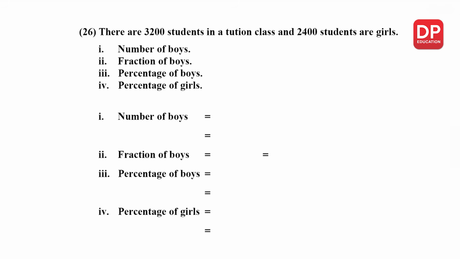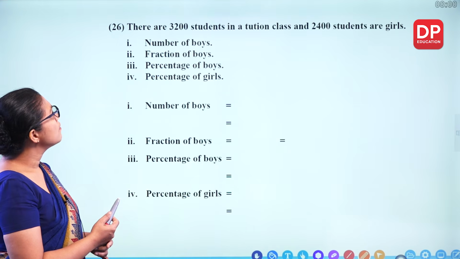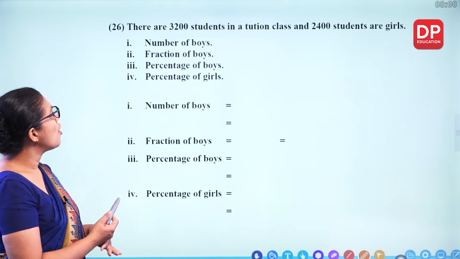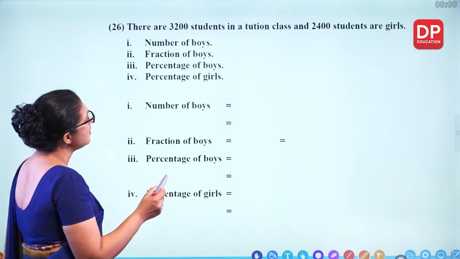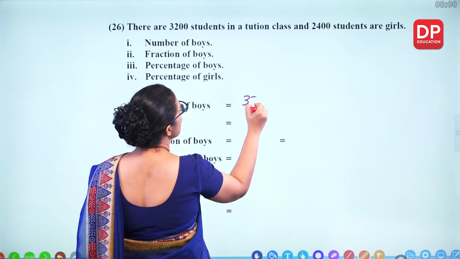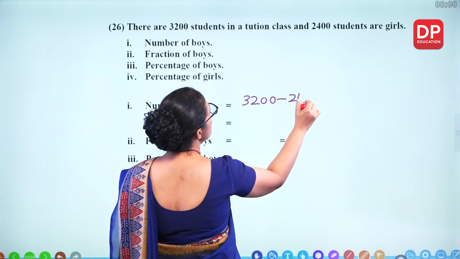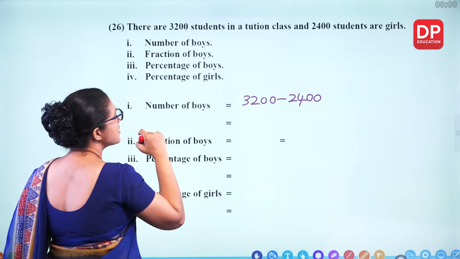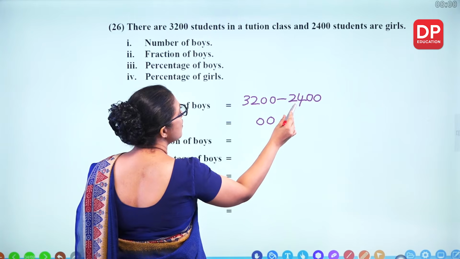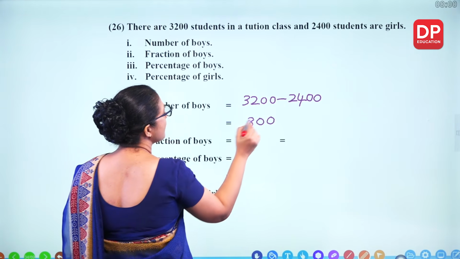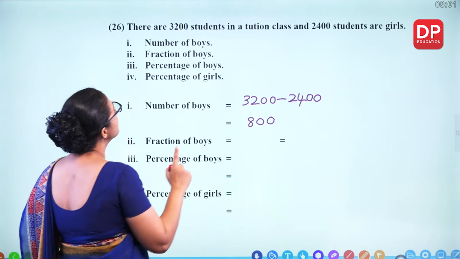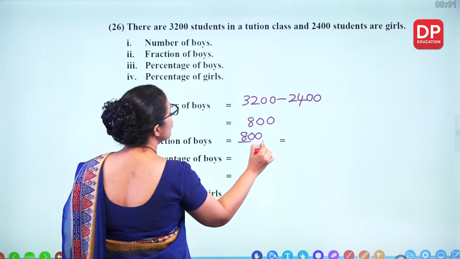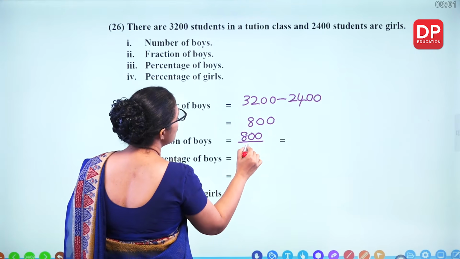There are 3,200 students in a tuition class and 2,400 students are girls. So find the number of boys, fraction of boys, percentage of boys and percentage of girls. So the number of boys, you can subtract 3,200 minus 2,400, you get the number of boys. So you get 800 boys are there. Then the fraction of boys, so 800 out of the total 3,200.